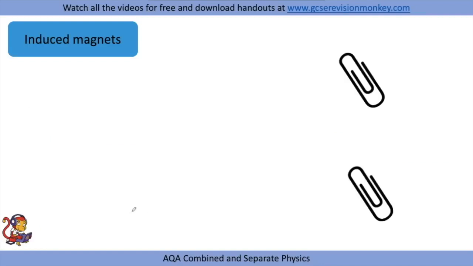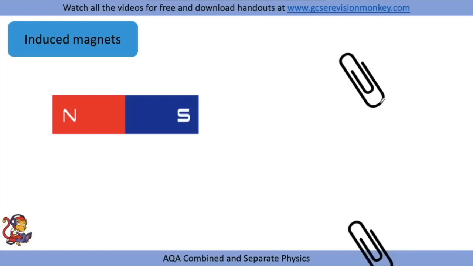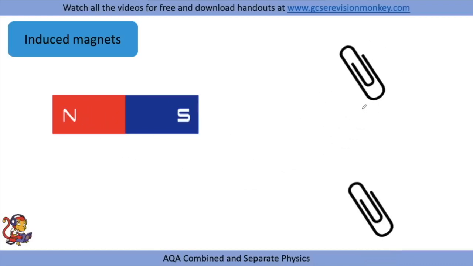Let's look at induced magnets. If we were to bring 2 paper clips together, they would not attract each other and it would fall down again. However, because most paper clips are made out of a magnetic material, a lot of them made with iron in them, if we place one inside the magnetic field of a permanent bar magnet, so here's our bar magnet, and bring our paperclip close so it is within its magnetic field, then it will become temporarily magnetic, and it will then be able to attract the paperclip.